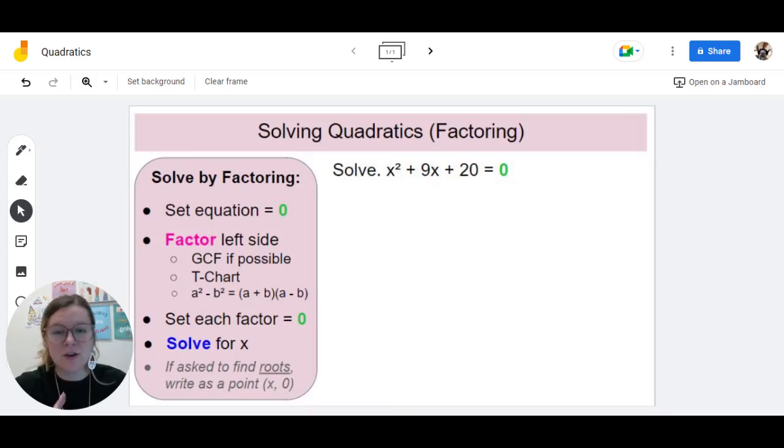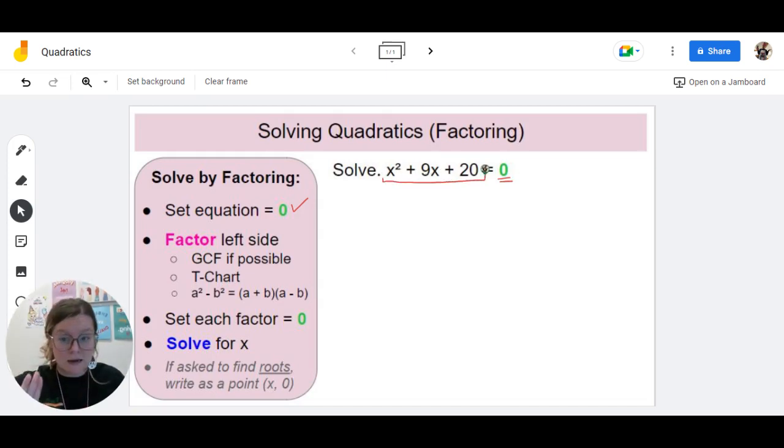All right, let's go ahead and look at this problem. So it says solve. So we know that we're going to solve this quadratic. I am going to make sure, step number 1, that my equation is set equal to 0. I have a 0 here, so I'm like, good, step 1 is done. Step 2 is I am going to factor this left side.